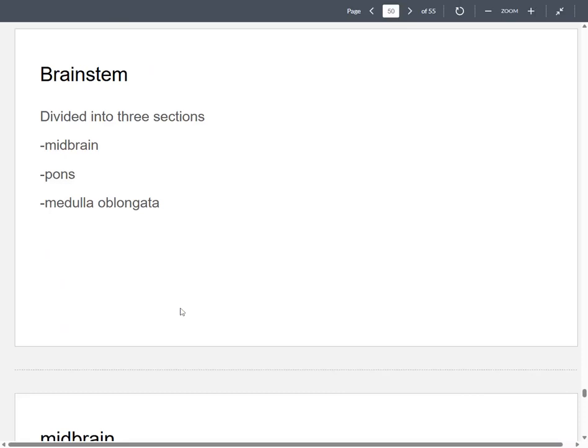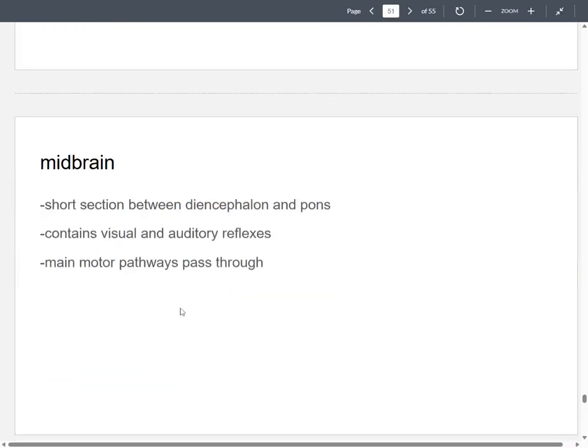Moving to the brainstem. The brainstem is divided into 3 sections: the midbrain, pons, and medulla oblongata. Yes, insert water boy quote here.